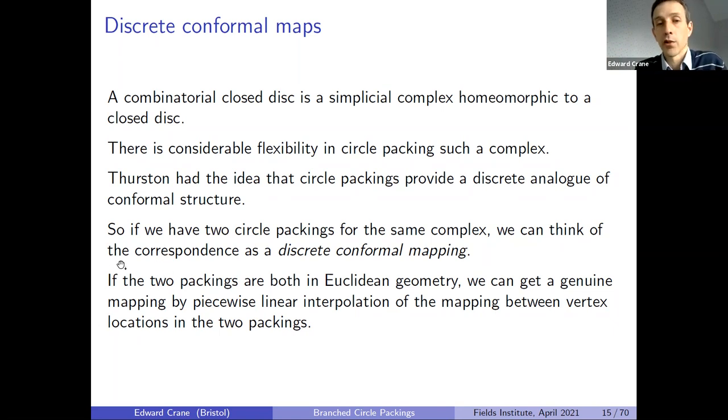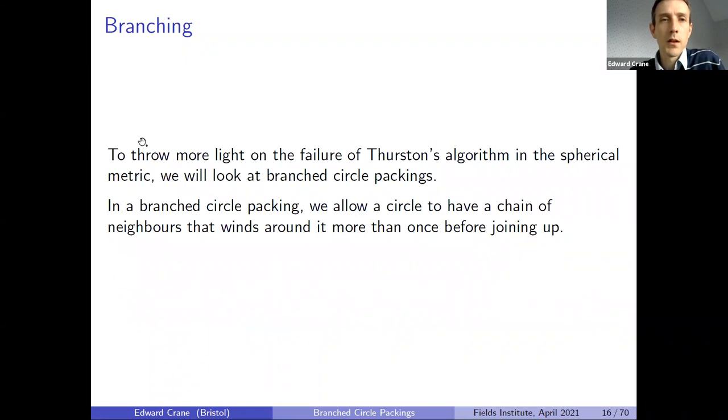And if you're working in Euclidean geometry, you can actually turn a packing into a piecewise linear function just by interpolating linearly between the locations of the vertices. Okay, so let's think about branched circle packings now. If you just want conformal mappings, then you only want the discretizations to be univalent circle packings. But if you want analytic functions, they have branch points. And so when you discretize them, you're going to want branched circle packings. So as I said, we're going to allow a circle in our packing to have a chain of neighbors that goes around more than once before joining up.